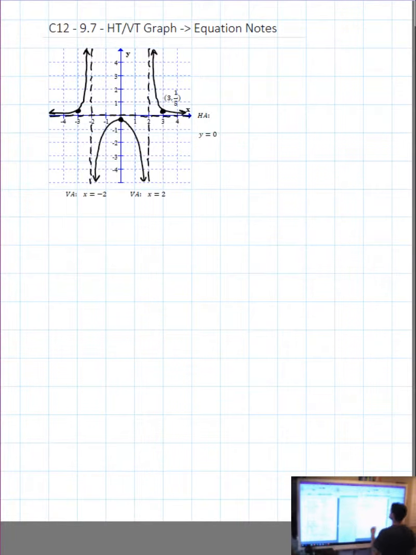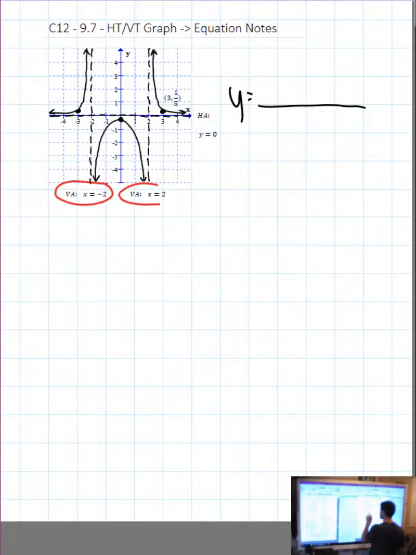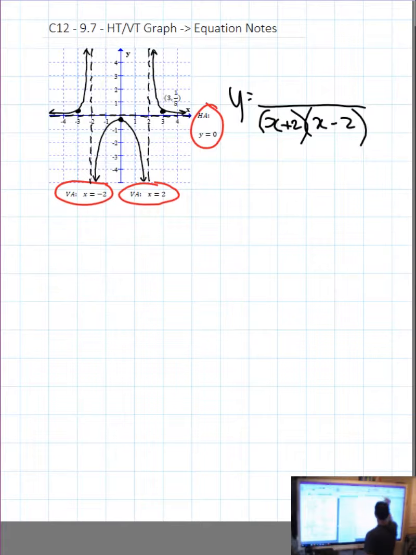Okay, let's find the equation of this one. So y equals over. Now I have two vertical asymptotes. So I have this vertical asymptote and I have this vertical asymptote. So all I do is I put the vertical asymptotes on the denominator. Remember, it's the opposite. So now my horizontal asymptote is y equals 0. So I can just simply put a plus 0 over here.